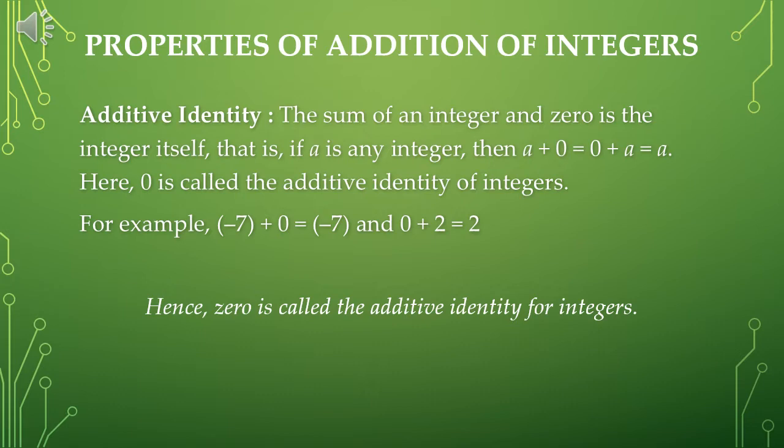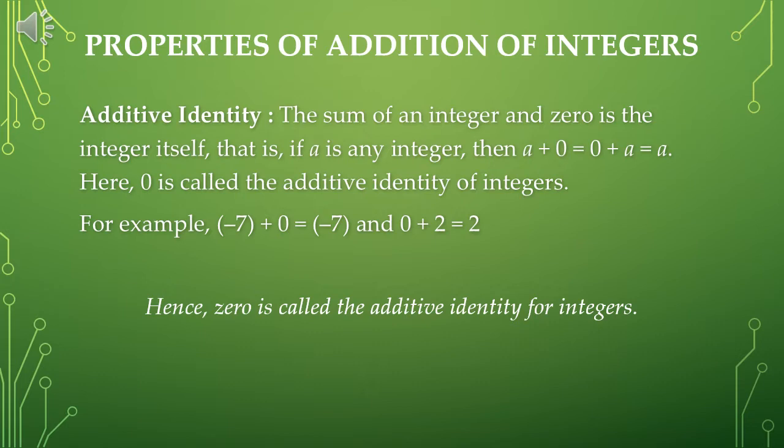If we have any number with us, like plus 2, and we want plus 2 to remain as plus 2 only, then we need to add 0 to it. So plus 2 plus 0, the answer will be plus 2 only. So its identity is maintained.